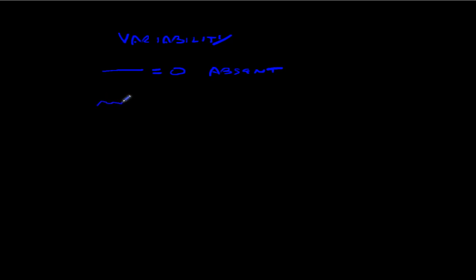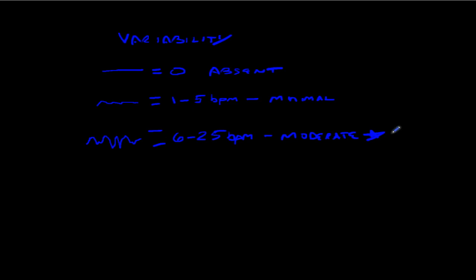You might get a little squiggle where those changes in baseline happen anywhere between 1 and 5 beats per minute. We call this minimal. Where we like to be is where we see a pretty good squiggle to that line, where that'll be anywhere between 6 and 25 beats per minute. And that's moderate. And this is where we really like to be as far as overall description. We'd like to see moderate variability.